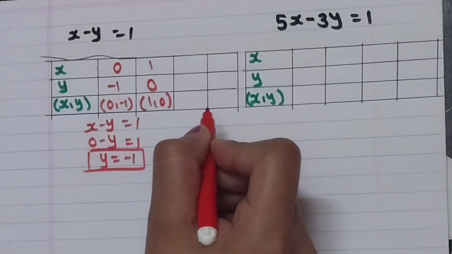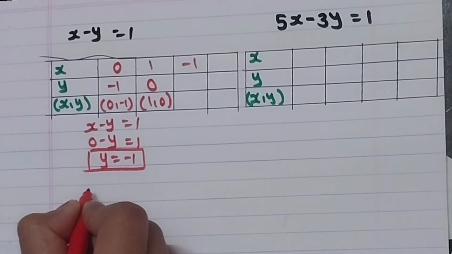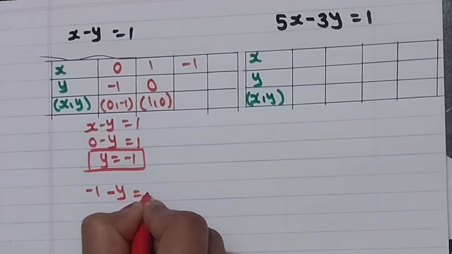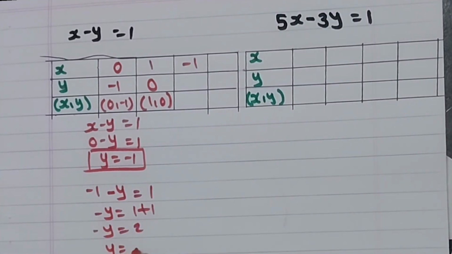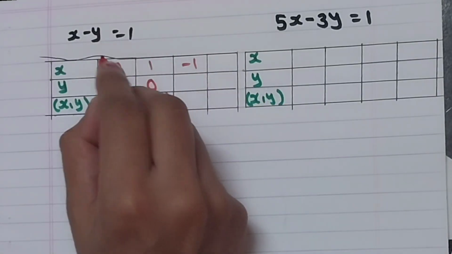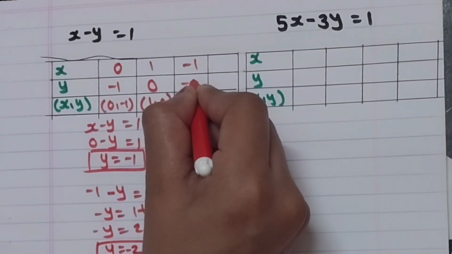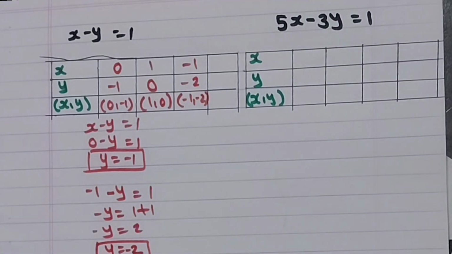So now if we put here x equal to -1, so -1 minus y is equal to 1. So minus y is equal to 1 plus 1 equal to 2. So this is y is equal to -2 we will get. If we put here x is equal to -1, we get y is equal to -2. So we write here -2 and the ordered pair is -1, -2.